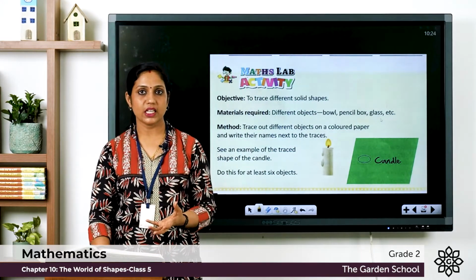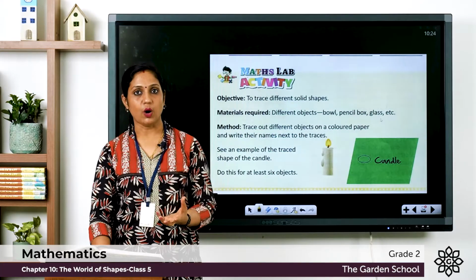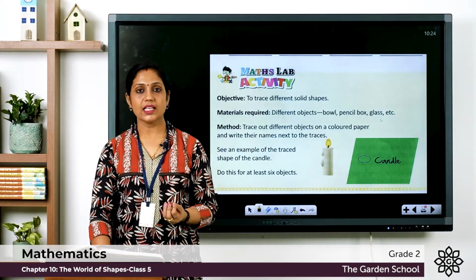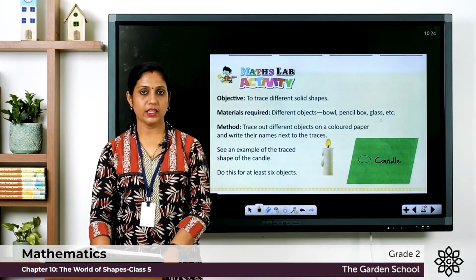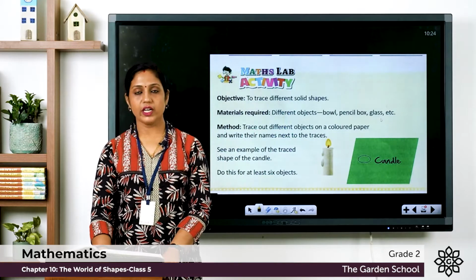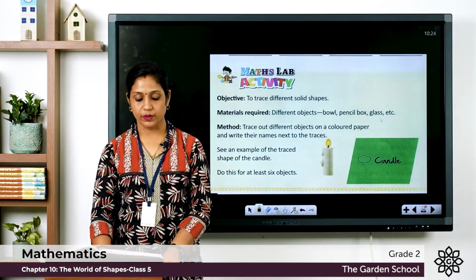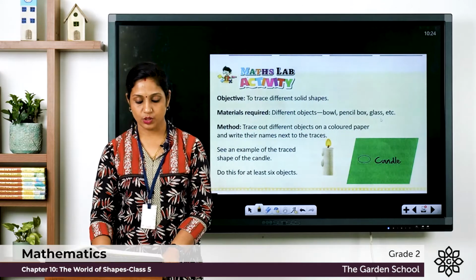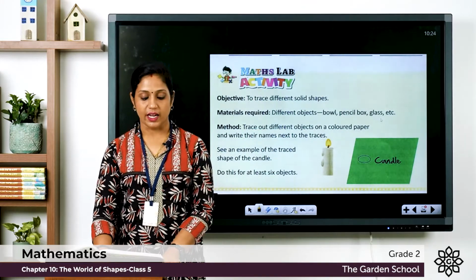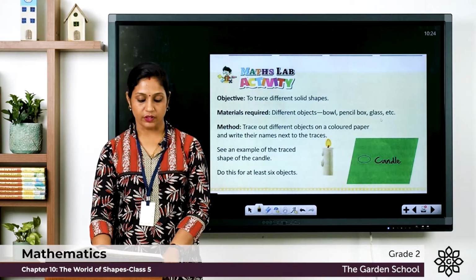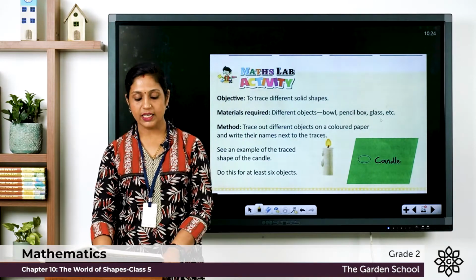And what all materials are required for that? You need a bowl, pencil box, glass, etc. Method: trace out different objects on a colored paper and write their names next to the traces. See an example of the traced shape of the candle. Do this for at least 6 objects.